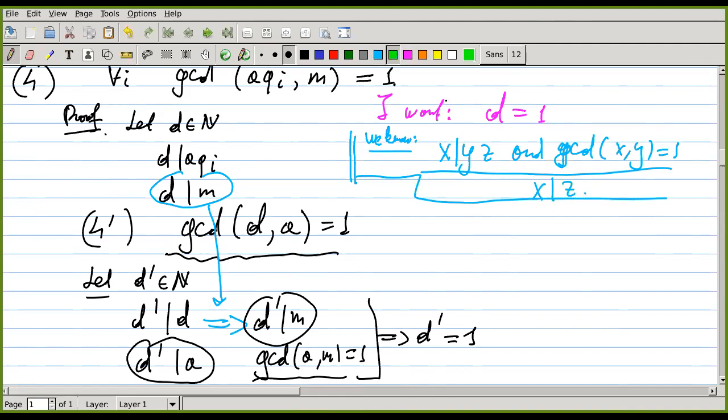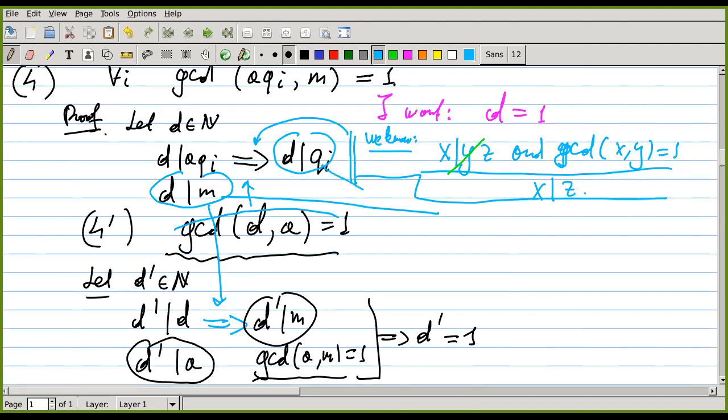So one can somehow cancel Y out. If Y is co-prime to X, then X must divide the remaining part of this product, that is Z. Aha! And now I know that D is co-prime to A. Then I will use this fact and this one. D divides AQI, but is co-prime to A. Then D divides what? QI. Right. D must divide QI.